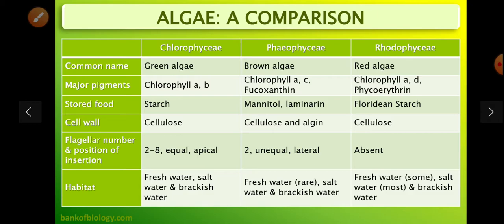Cell wall is made up of cellulose. In all the cases cellulose, but in the brown, it is cellulose as well as algin. Flagella number: 2 or 8, apical; 2 unequal, lateral; absent. Habitat: fresh water, salt water, and brackish water. So based on this, you can compare among all three classes of algae. Thank you for today.